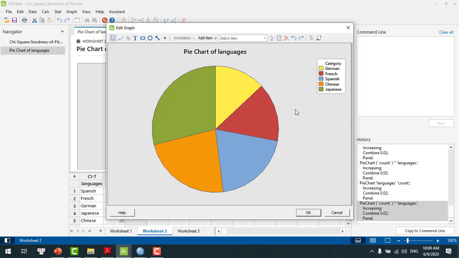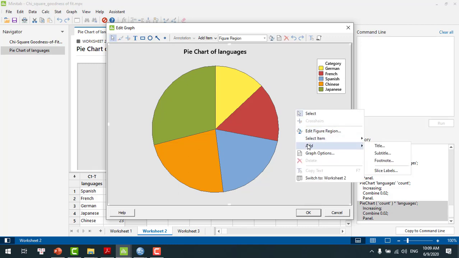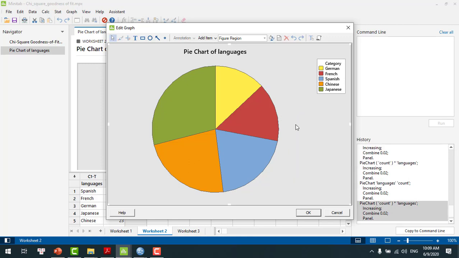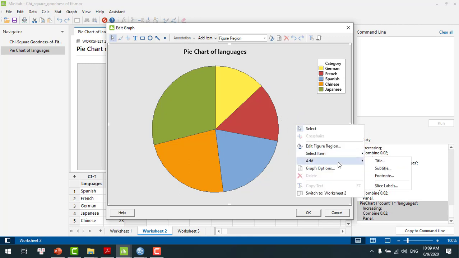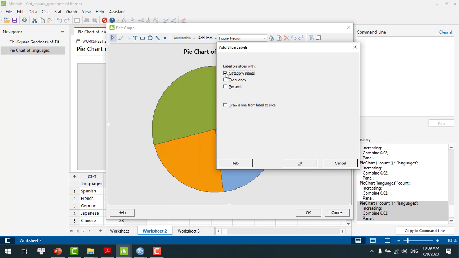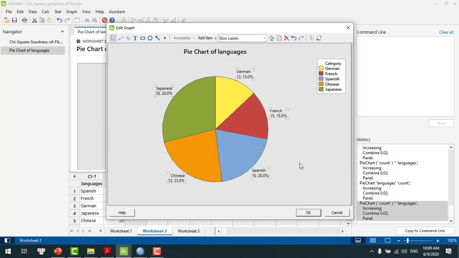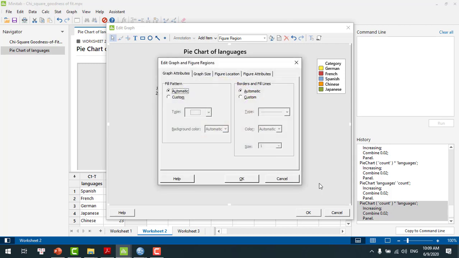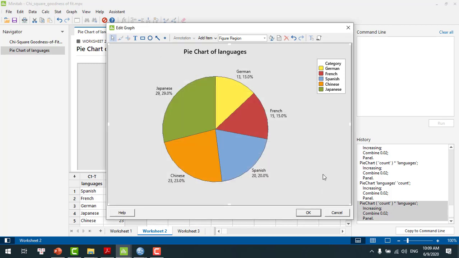But we can add more information to our chart. So we go to double click anywhere on the chart and then go to add, and we're going to add slice labels. So add slice labels, and it's asking you what do you want to add to the chart. So notice that we can ask the name, and we can also add either the frequency or the percent. So maybe we should add both. And then draw a line from label to slice, no, okay? So click OK.